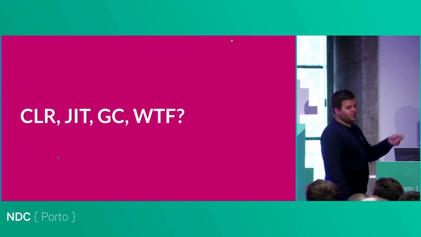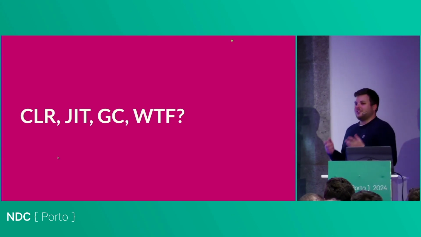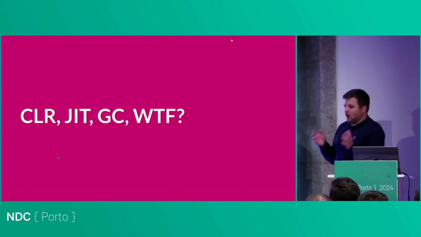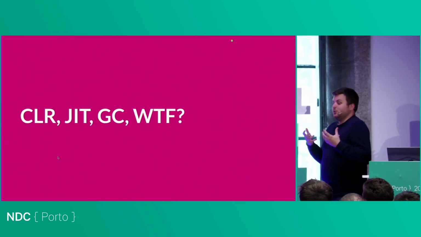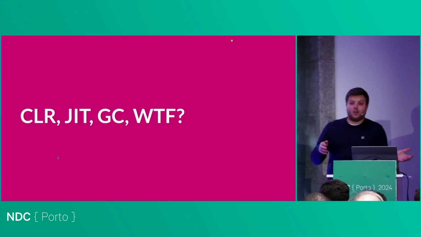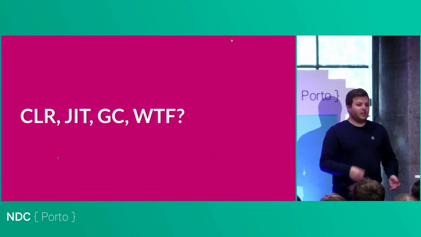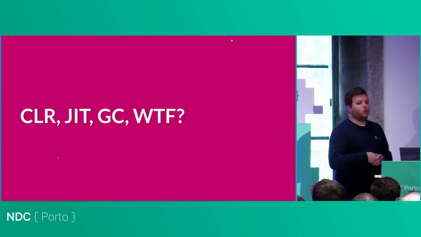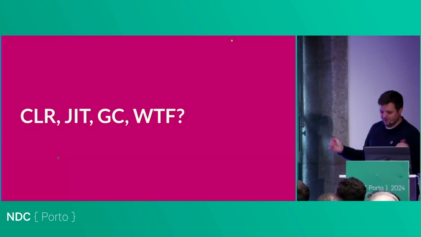CLR, JIT, GC, WTF, what are all these acronyms? What do they mean? Well, so the CLR in .NET is the Common Language Runtime. This is effectively the set of tools that make your .NET application run. They are responsible for running .NET in a variety of environments, from on your local machine for developing and debugging, all the way through to in production on servers or on a phone if you're deploying onto a phone.